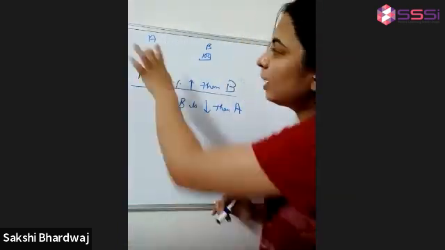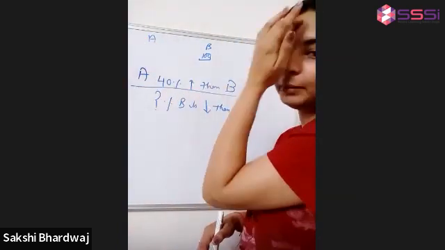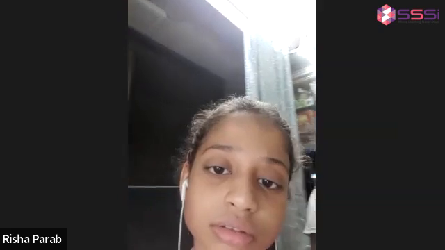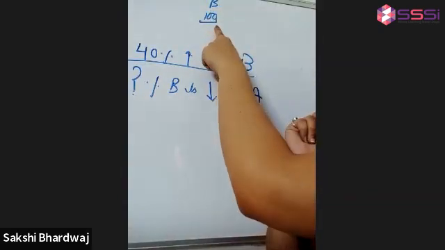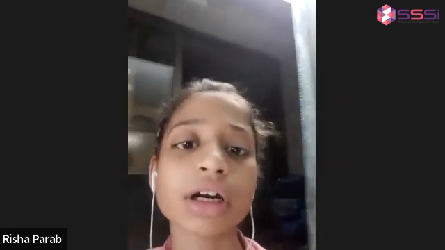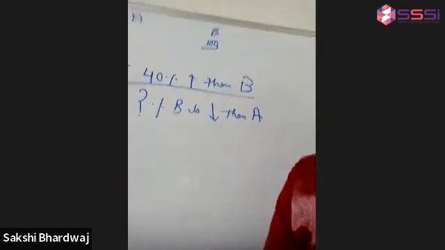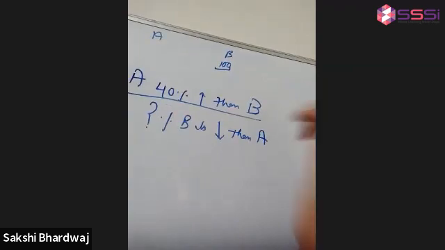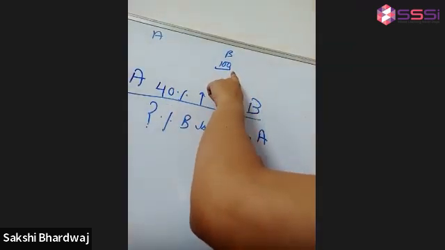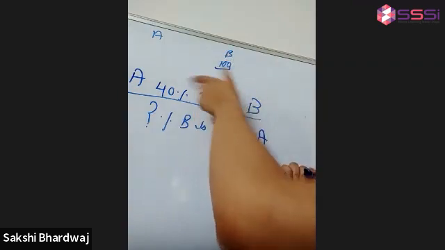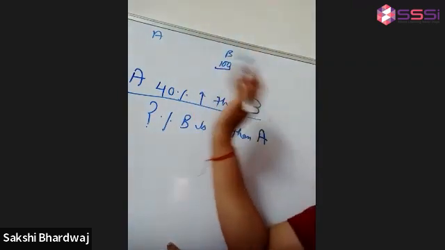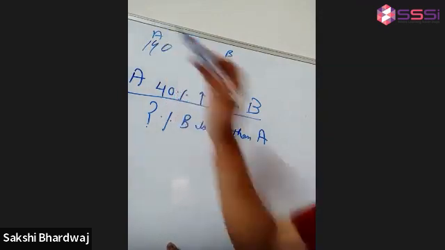I am saying A is 40% more than B. We see how much B is having: 100. So 40% of 100, when we add 40% of this into this, this is the amount A is going to have, 140.